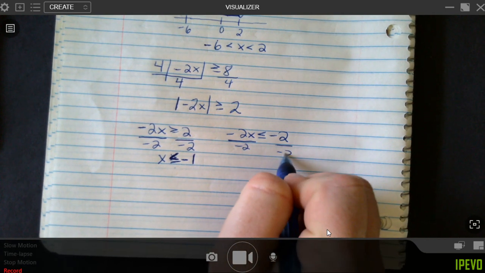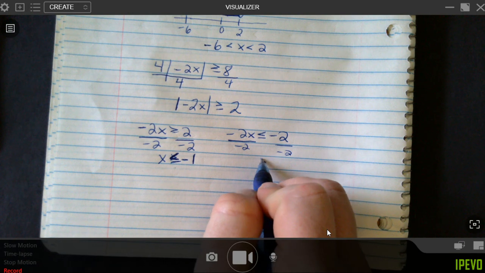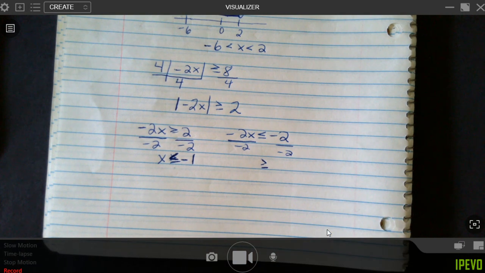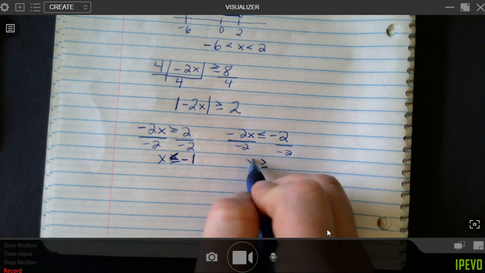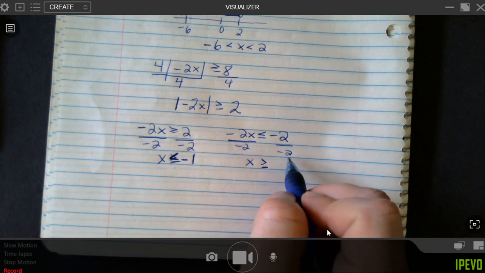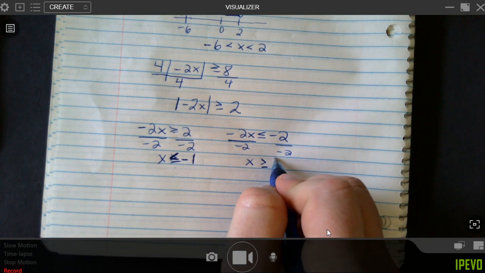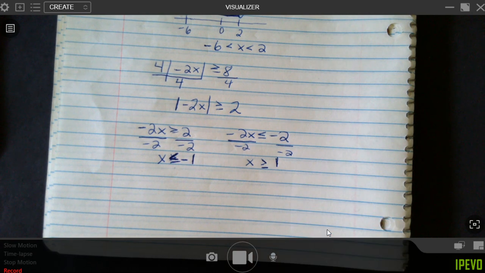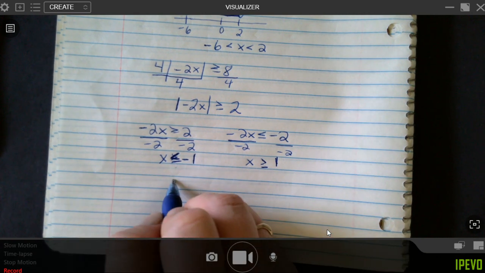So what are we going to do? Maybe flip the sign before you get going. That way you won't forget. And then you have x, and a negative divided by a negative is a positive. So there's the +1. Now we go to our number line.